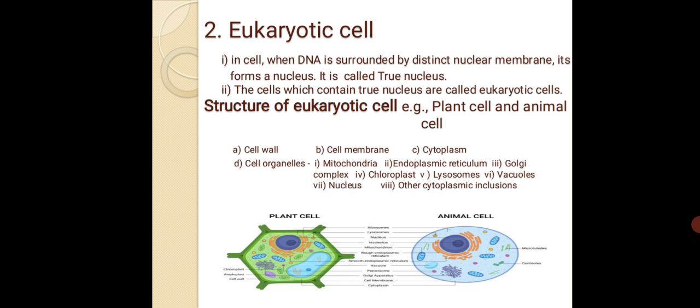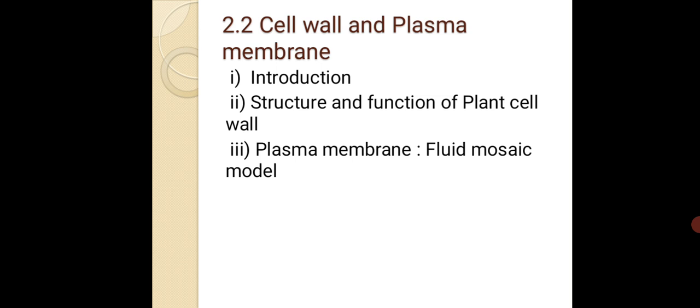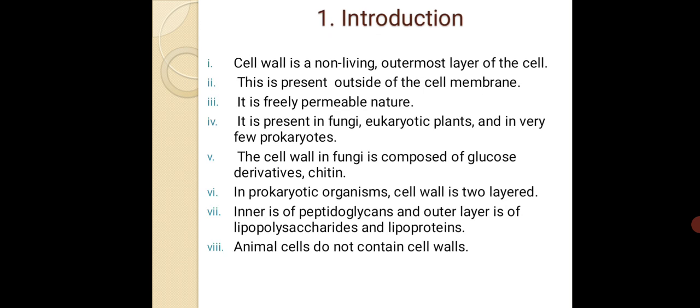Then next, unit second, cell wall and plasma membrane. In this unit, there are also three subpoints: first, introduction; second, structure and function of plant cell wall; third, plasma membrane fluid mosaic model. Now, we will discuss the first, introduction.